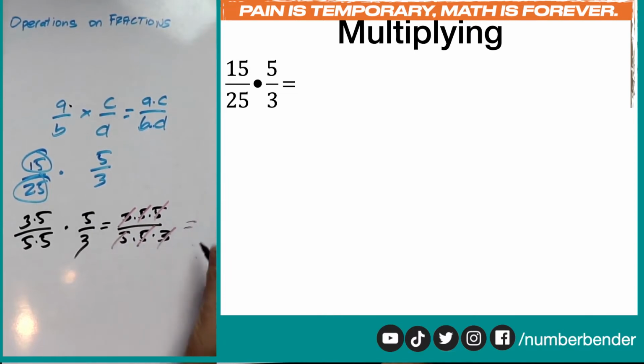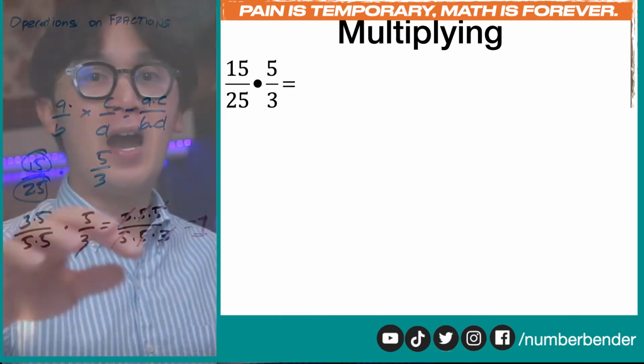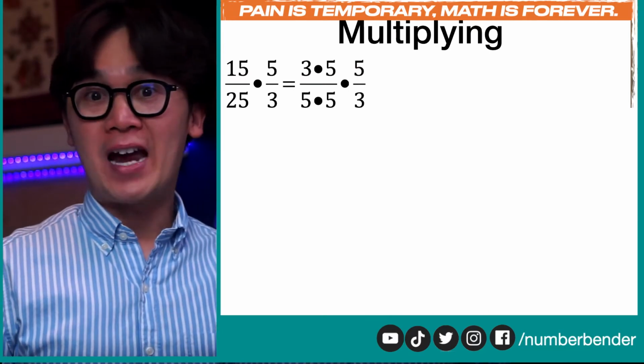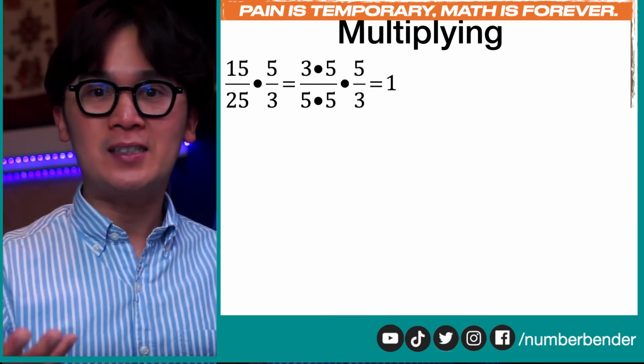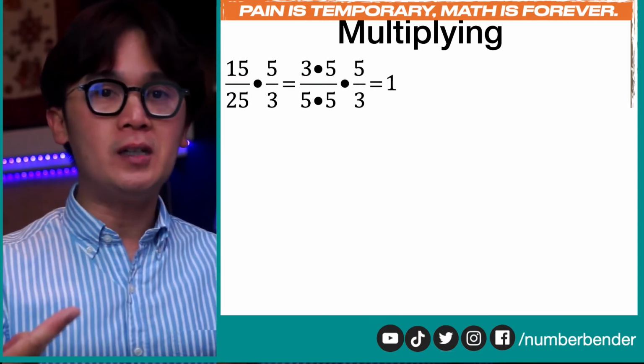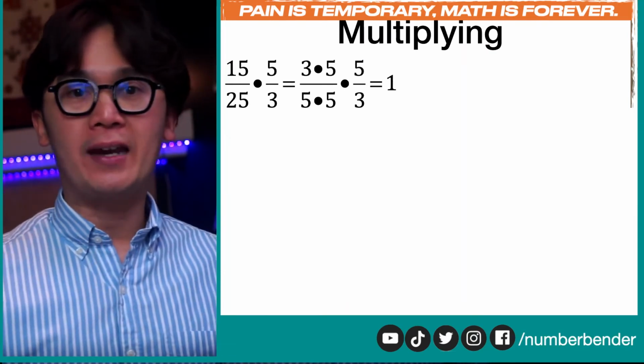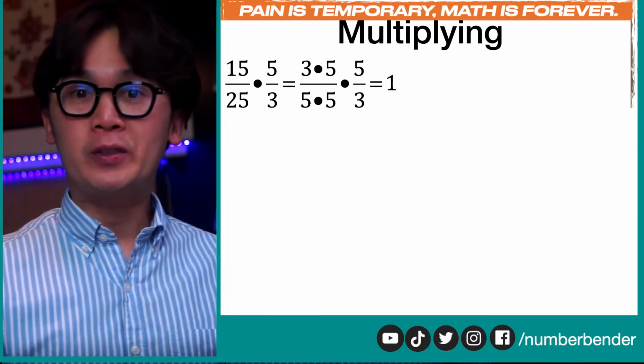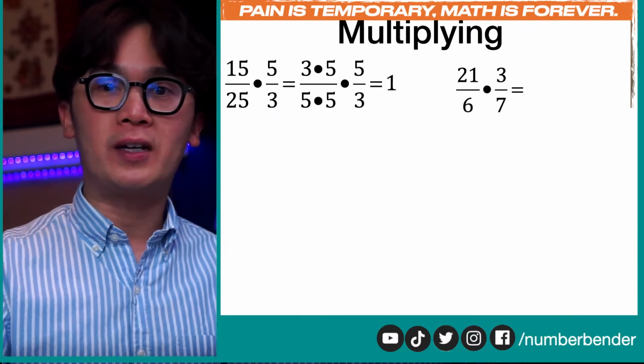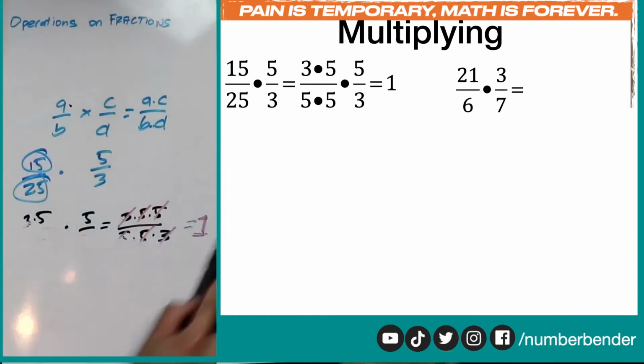Of course not, because this is going to be equal to 1. So this is now the product of 15 over 25 and 5 over 3 using prime factorization. And by this, we are relating this operation that will help us in understanding algebra better. So using this technique, let's multiply 21 over 6 and 3 over 7.